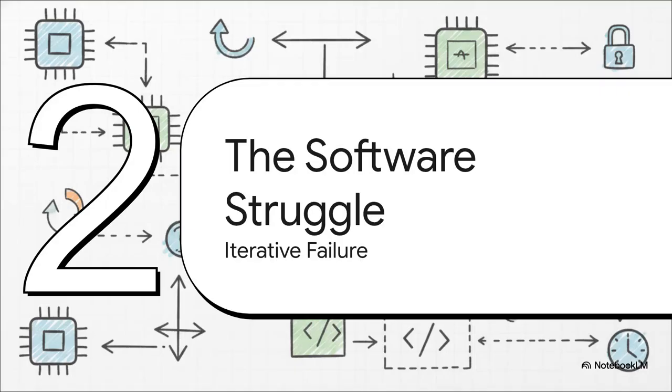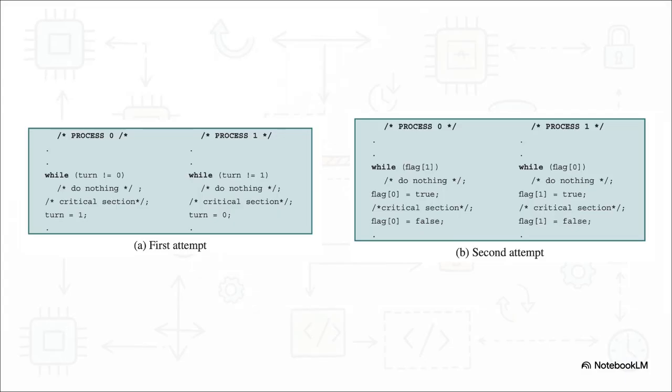Section 2. The Software Struggle. Iterative Failure to Success. All right, armed with those 3 laws, early computer scientists tried to write pure software to control the chaos. Let's look at this messy trial and error struggle. Compare these 2 early attempts. On the left, attempt 1 uses a single turn variable, like, it's your turn, now it's my turn. On the right, attempt 2 uses flags. Basically, hey, I'm raising my flag, I want to go in.